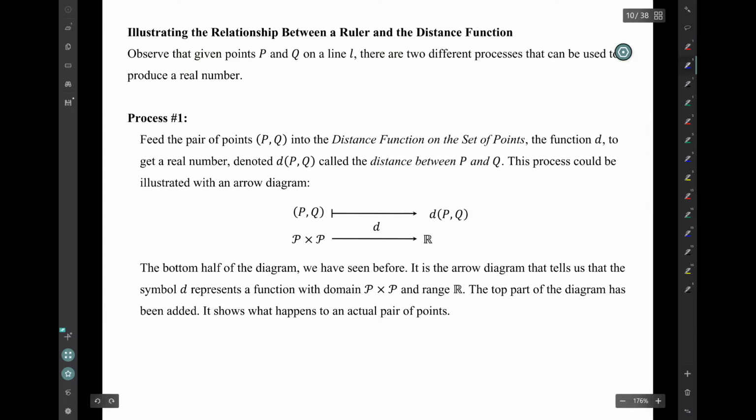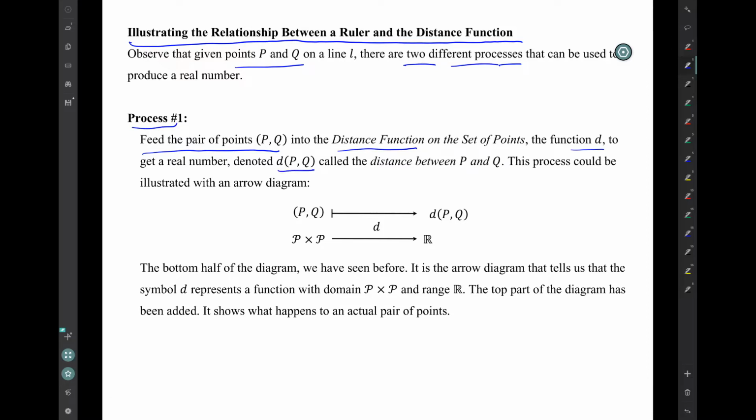Now I want to talk a little bit about illustrating the relationship between a ruler and the distance function. Notice that given 2 points P and Q on a line, there are 2 different processes that can be used to produce a real number. The first process is this. Feed the pair of points P and Q into the distance function, the function d, to get a real number denoted d parentheses P comma Q. That's called the distance between P and Q.